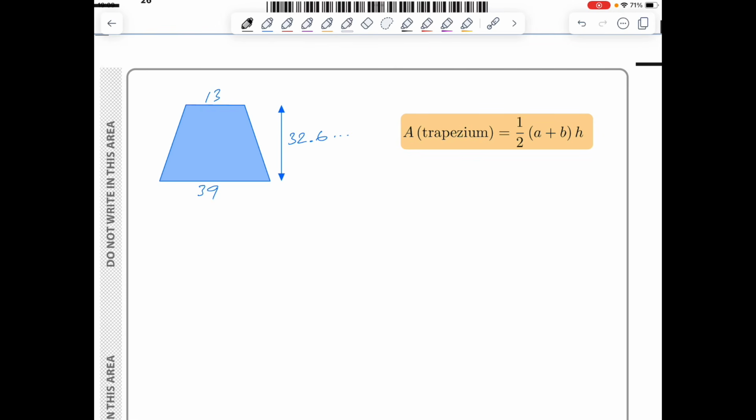I know the two bases, I know the height, the formula is given for the area, so let's plug in my numbers. I've got 39 plus 13 times the height, which is 32.6 and so on, divided by 2, and this will give me 850.0847017. And finally, the total area of my shape is equal to the area of 4 trapezia plus the top square plus the bottom square.